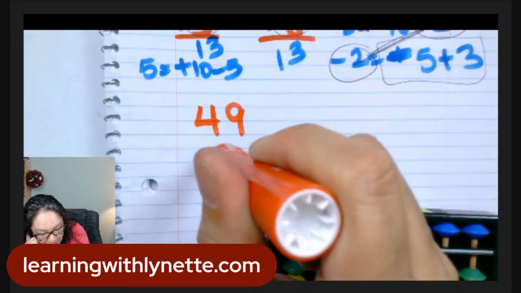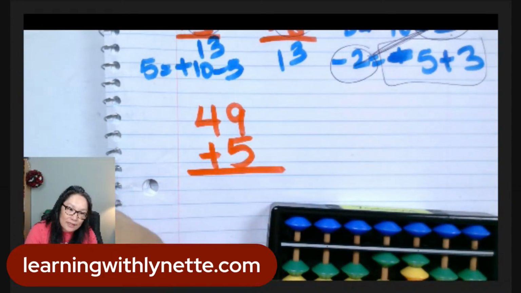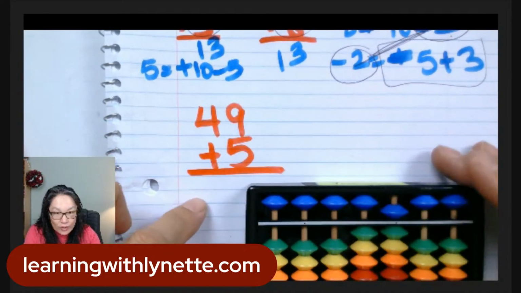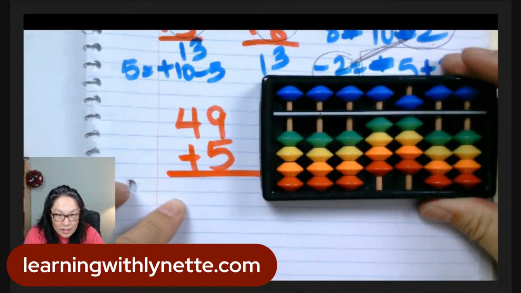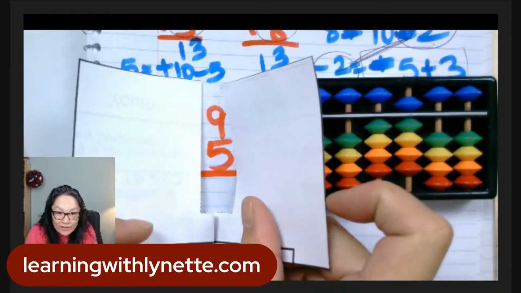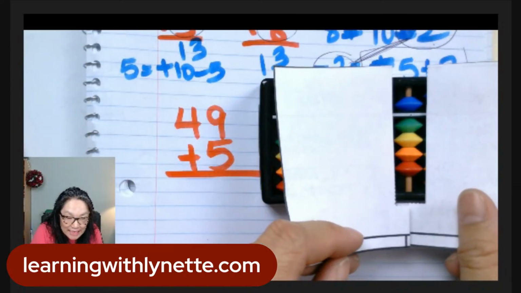49 plus, we'll do an easy one, 5. So this is easy. Why is it easy? Because we've done 5 before. This is 49. Now what are we going to do? We're going to add the 5 to the 9.